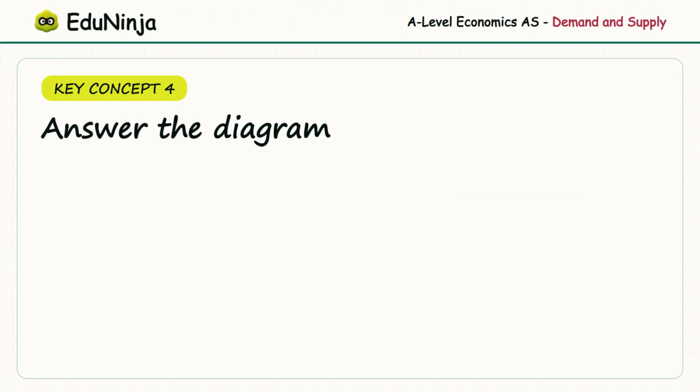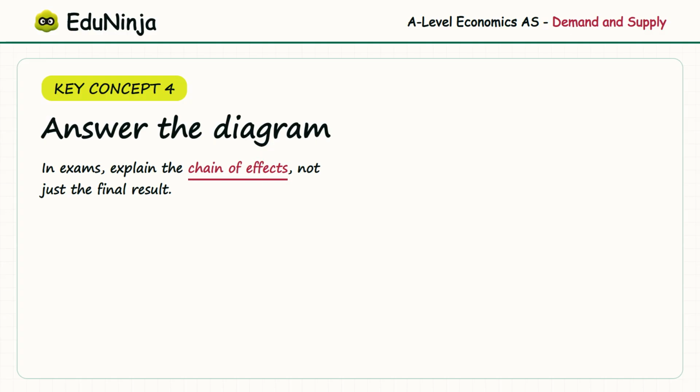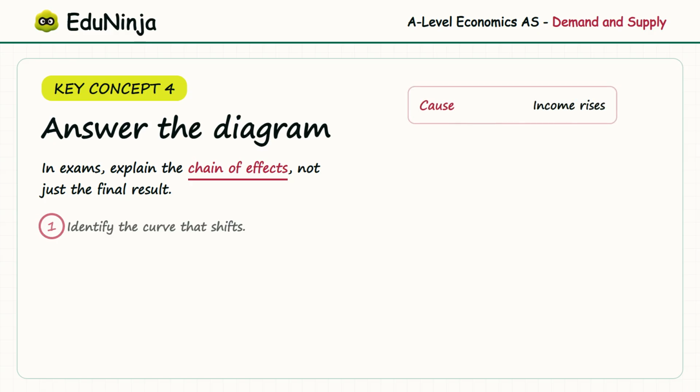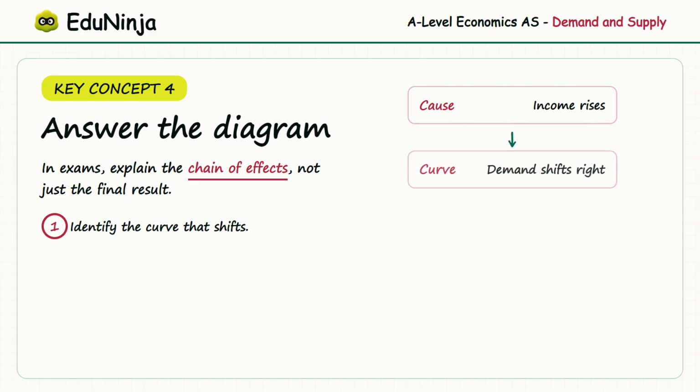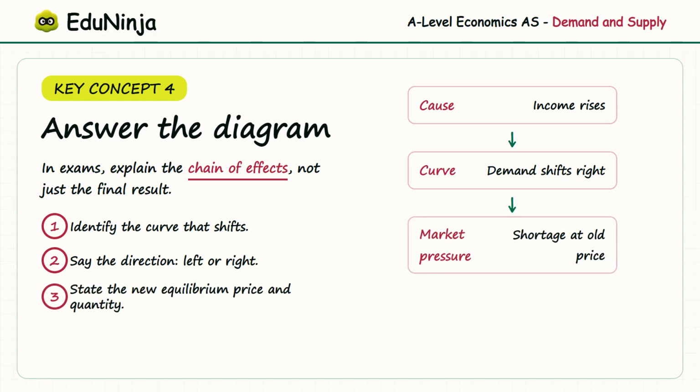In exam answers, do not jump straight to the final result. Use a chain of effects. First, identify the cause. For example, income rises. That tells the examiner why the market is changing. Second, say which curve shifts and in which direction. Here, demand shifts right. This is the diagram step, so be precise with the curve and direction.